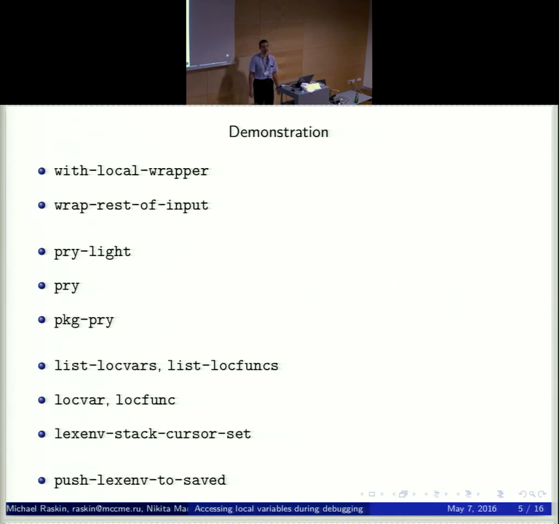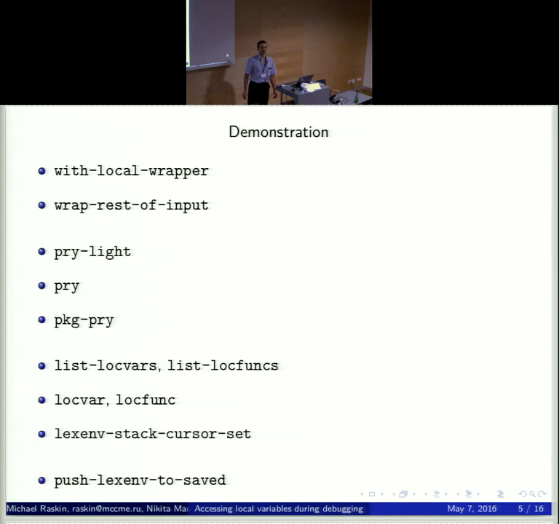There are a lot of various functions and macros that we define. We define two ways to actually launch the code wrapping. One of them is just with-local-wrapper: you wrap some code, and this wrapped code is called walked, and this environment saving code is injected whenever it is needed. And the other way is wrap-rest-of-input. It is a dirty trick. Sometimes you want to wrap an entire file, and you really don't want to go and wrap form by form.